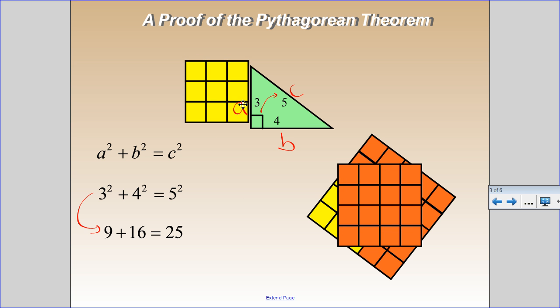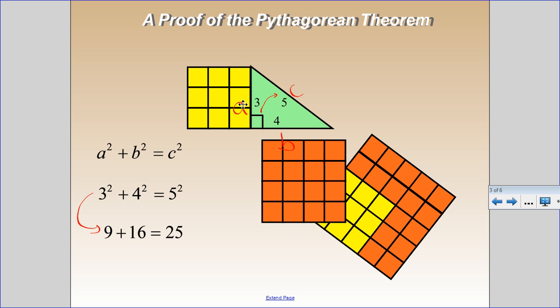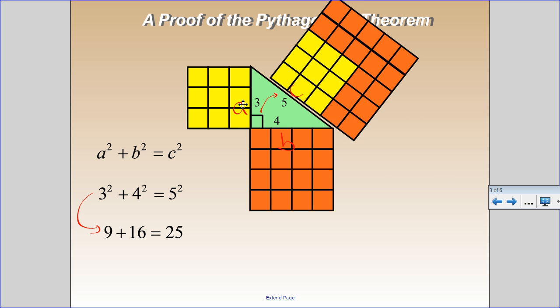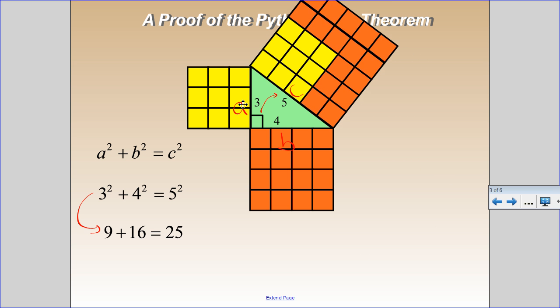Let me show you what it looks like here with our blocks here. This is just a proof that we can use. Our 3 squared here, which is 9 cubes, and our 4 squared here makes the same number of blocks that we create by our hypotenuse.